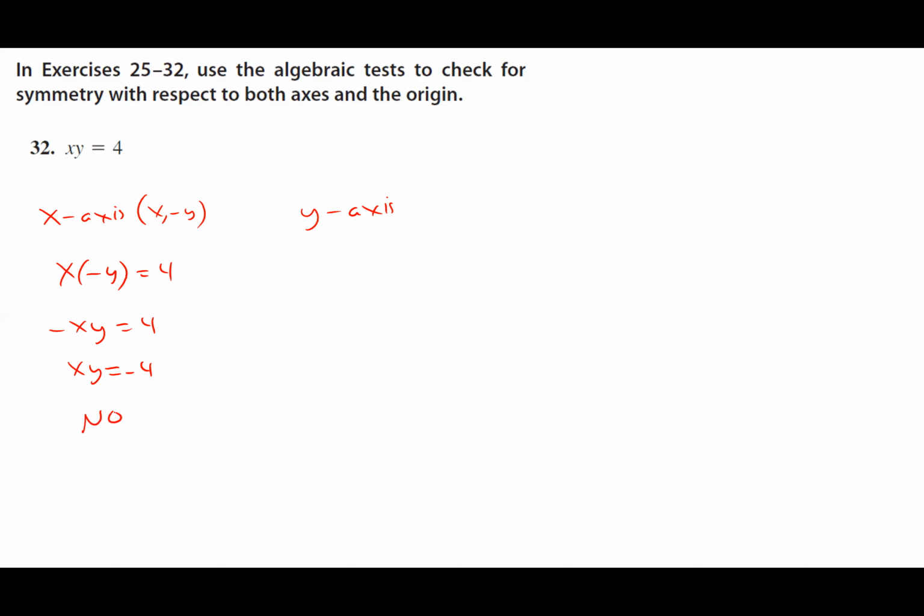Like no axis symmetry, is that right? Y-axis symmetry, how about this?